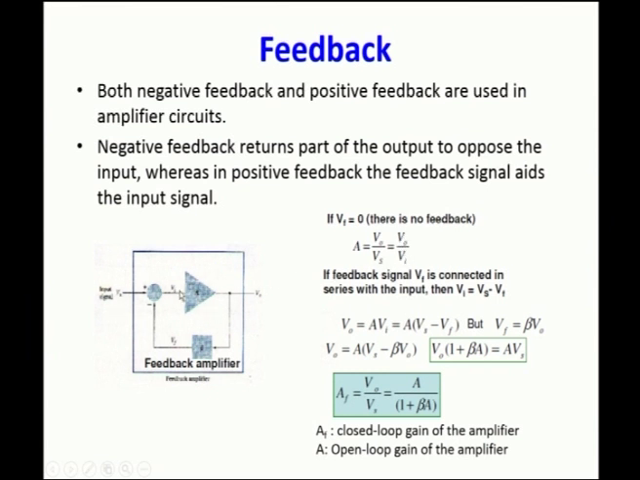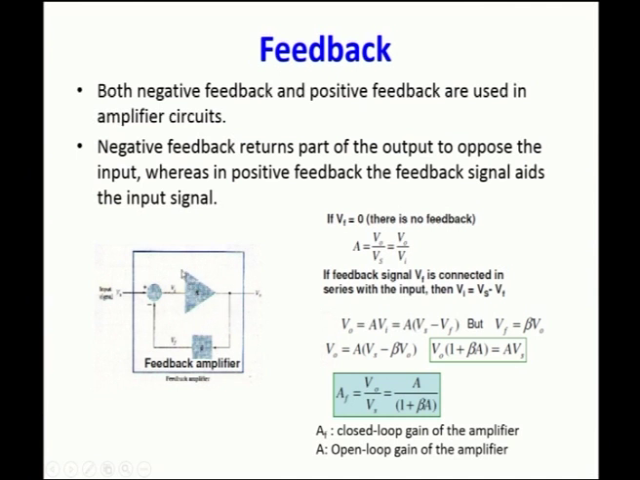We know that Vi is the difference between the input signal and the feedback signal, and if the feedback signal is 0, then instead of Vs we can write Vi. If the feedback signal Vf is connected in series with the input, then Vi is equal to Vs minus Vf. So, the input signal given to the amplifier now is Vs minus Vf. What is V0 now? V0 is gain into Vi.